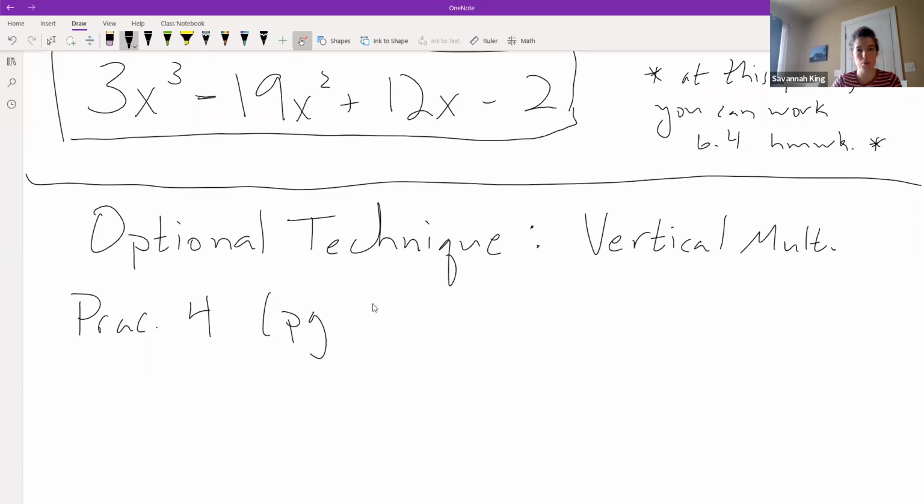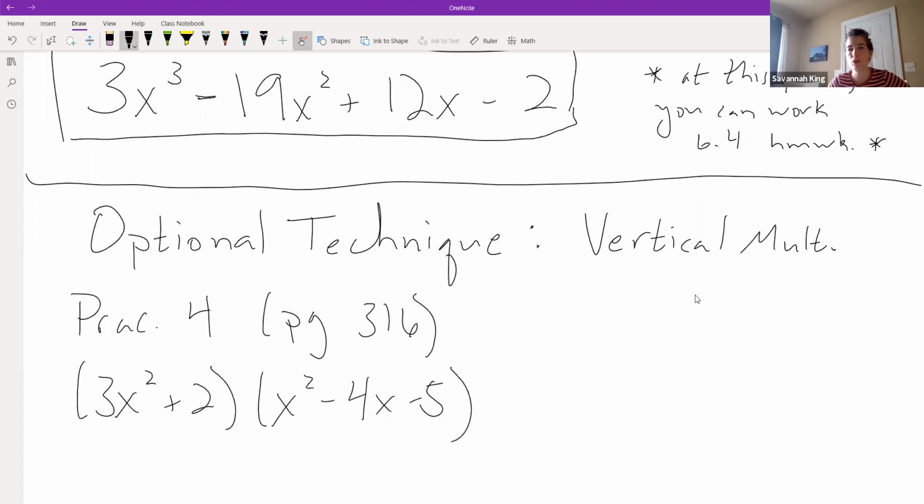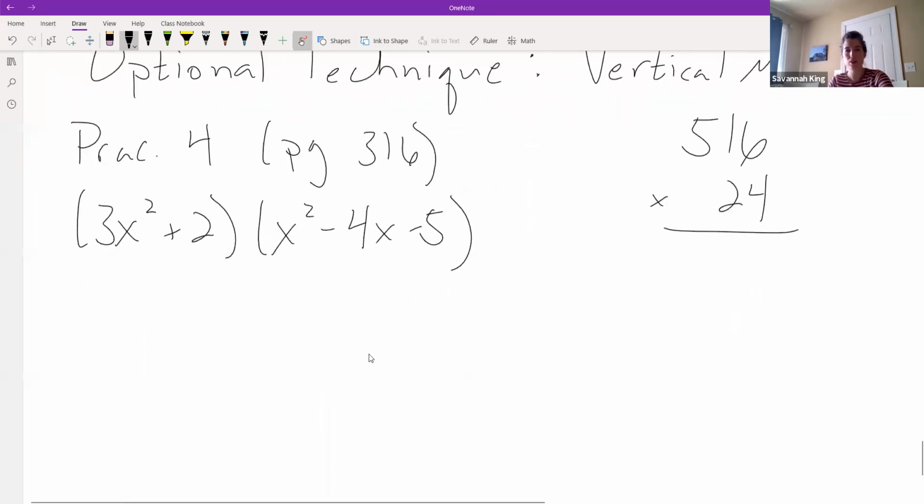If you feel like your mind is being boggled by all of these terms spread horizontally across your paper, you can restructure vertically, because vertically is how we tend to multiply a lot of things anyway. Think about if I told you to multiply like 516 by 24, if you're like a normal American student, you're probably not going to put those things next to each other horizontally. You're going to put one on top, and then you're going to multiply the 6 and the 4, they're in the ones place. And then you're going to move that 4 across to the 1, 4 across to 5, and so on.